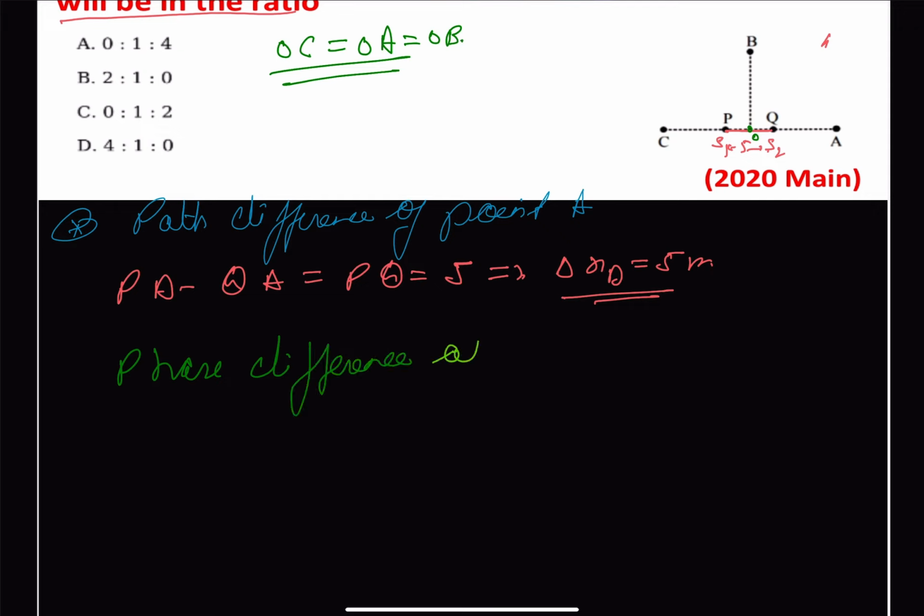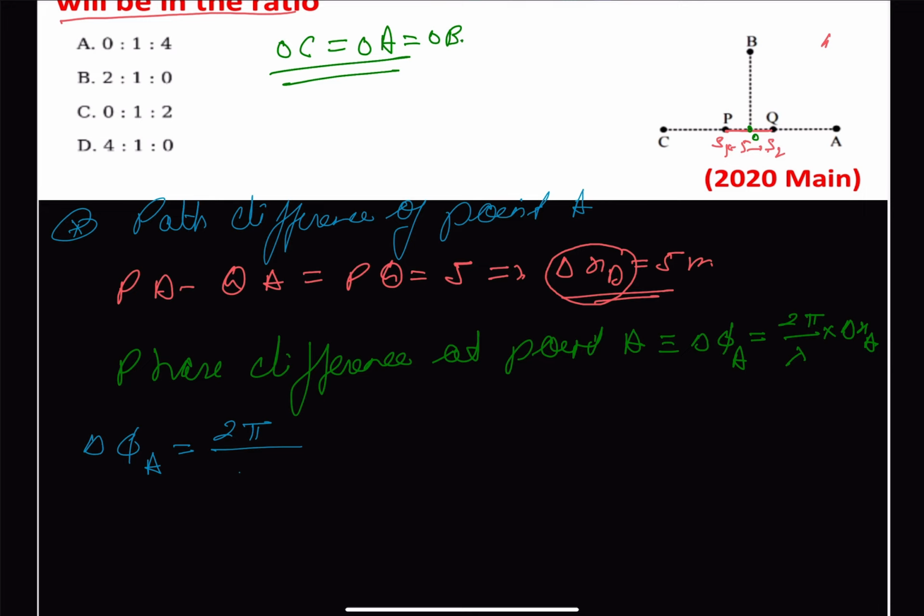Phase difference at point A, and this phase difference is because of the path difference, that is delta x of A. So we can write that our phase difference at A, let us suppose that is delta phi of A, which will be equal to 2 pi upon lambda multiplied by delta x of A. If we substitute the values, we get delta phi of A will be equal to 2 pi upon lambda, which is given to us as 20, multiplied by 5, and this 20 goes by 4 and this 4 goes by 2, so we get pi by 2.